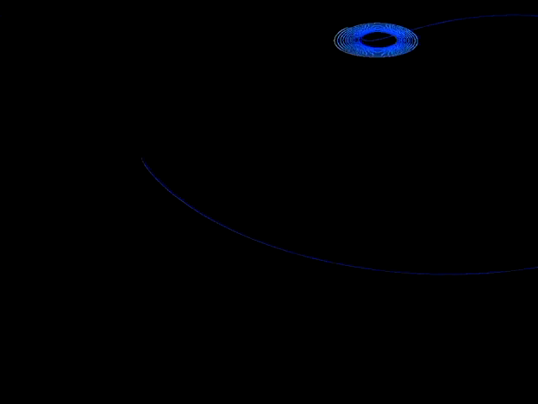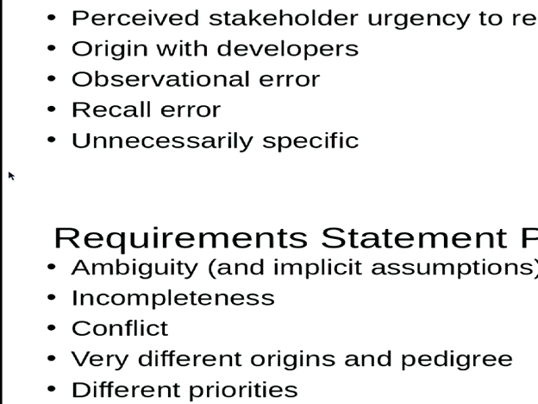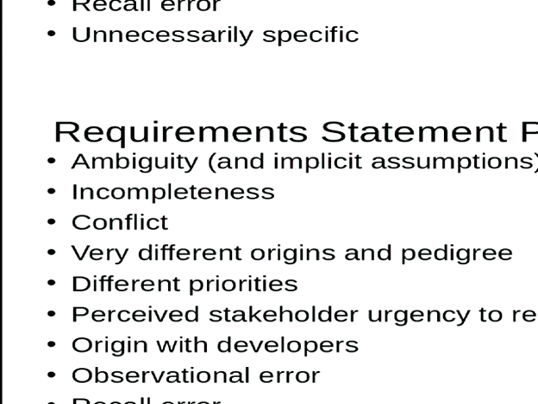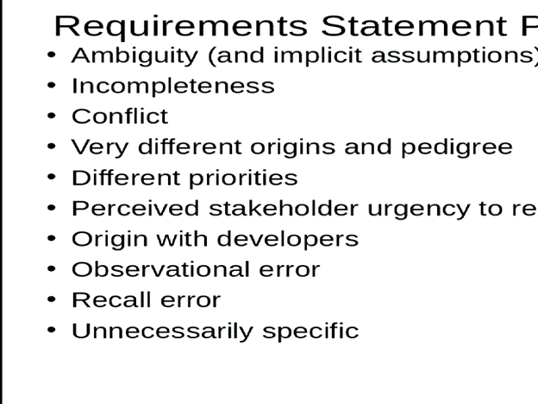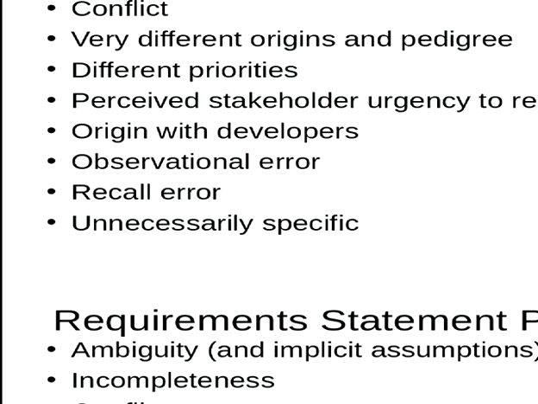Moreover, though, a requirement statement can be unnecessarily specific. Why is that a problem? Don't we want requirements that are as specific as possible? You know, there should be a drop-down, and the user should be able to select using that drop-down the item that's appropriate for them. And there are two buttons: one to indicate that, one to indicate this. Why is that a problem?